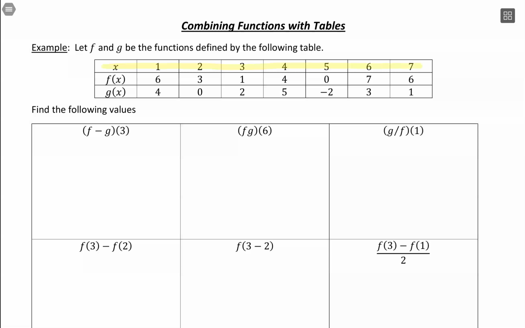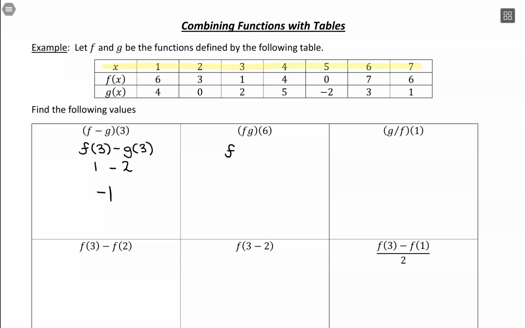So if I wanted to find f minus g of 3, say in a longer form, that's the same thing as f of 3 minus g of 3. So what I'm doing is looking at my input of 3, and I want to take the difference of those two outputs, specifically starting with that output of 1 minus the output of 2. So that would be 1 minus 2, which would give us a negative 1. And that's it.